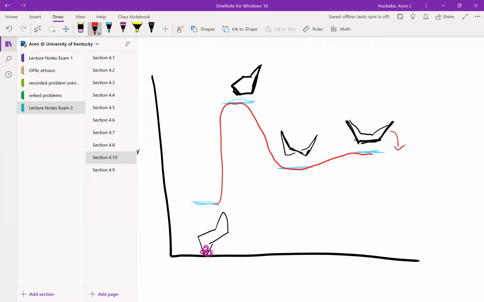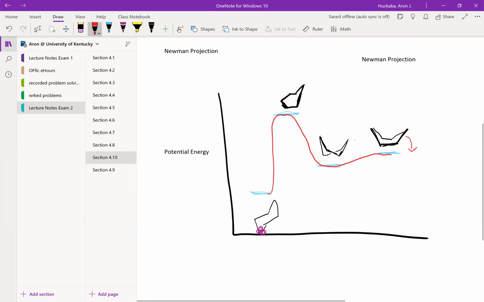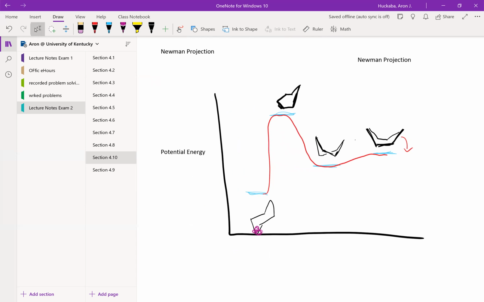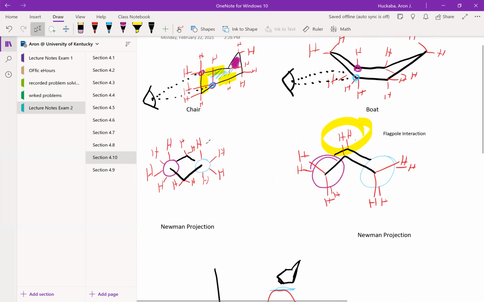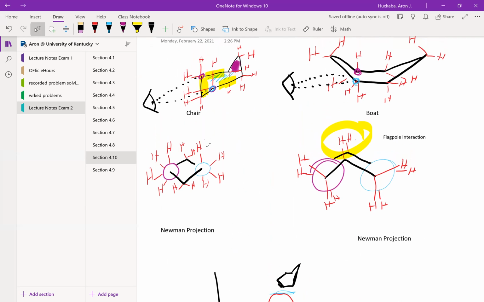And again, that's figure 4.2, or 4.20, sorry. So this is how the conformation energy diagram would look for cyclohexane. And we just talked about how it could exist either in a chair or in a boat. So this has been section 4.10.